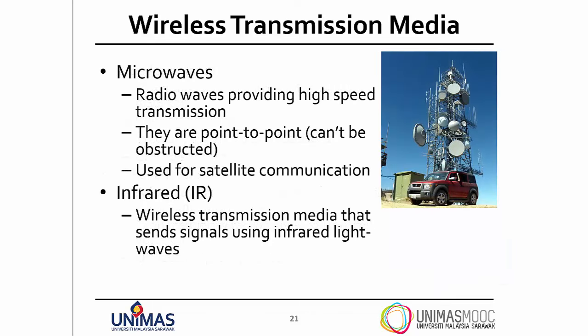Another one is microwave, the one that you see here. It is high speed transmission. It has to be point to point, meaning that you cannot obstruct the transmission line of sight by buildings and so on. And it is used for satellite communication. And the final subcategory for wireless transmission media is infrared light.